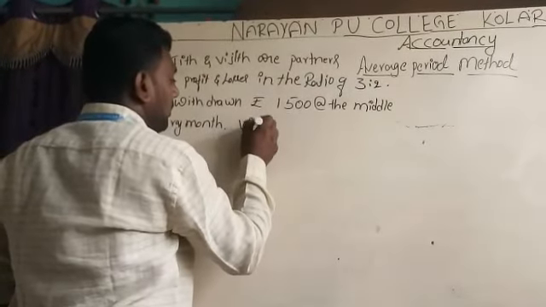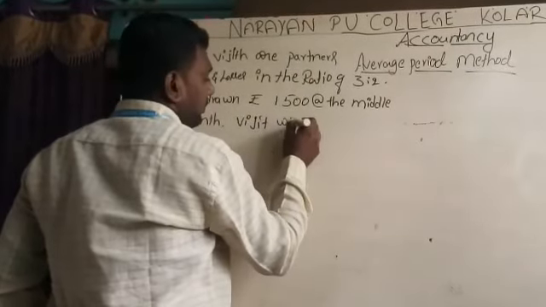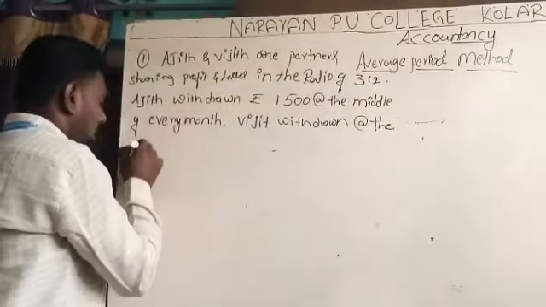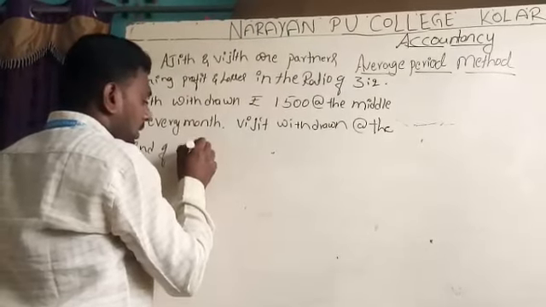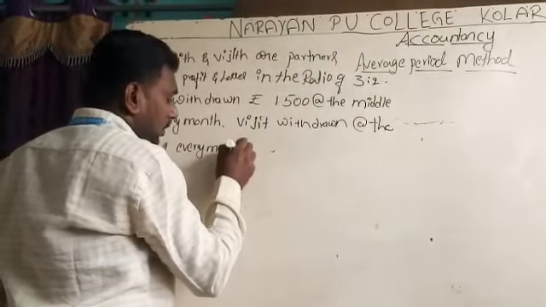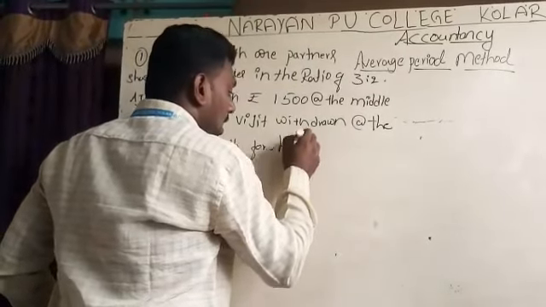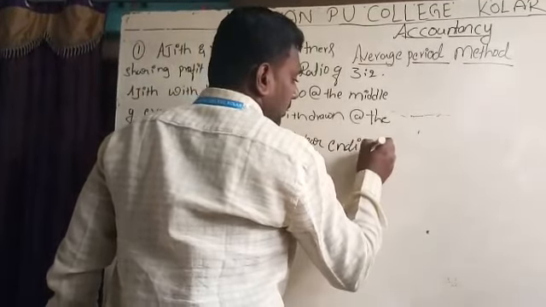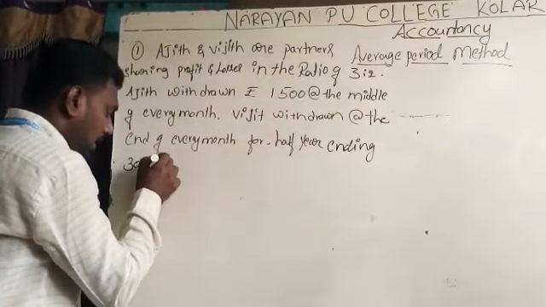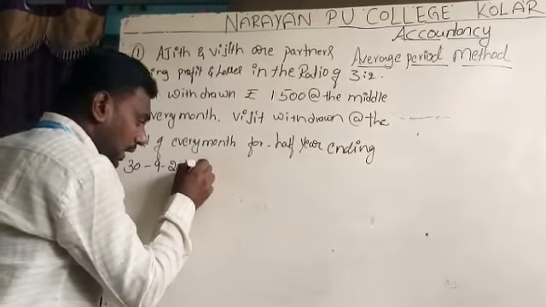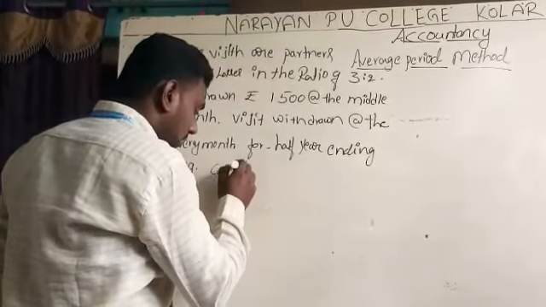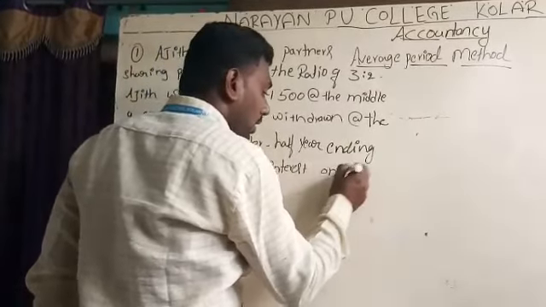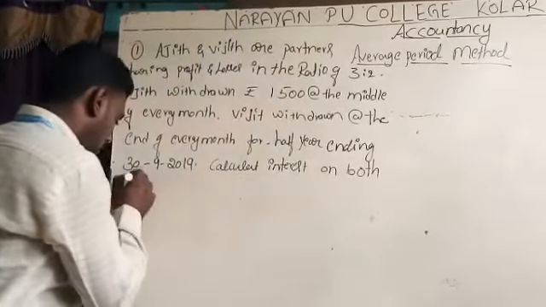Vijit withdrew at the end of every month for half year ending 30/9/2019. Calculate interest on both drawings.